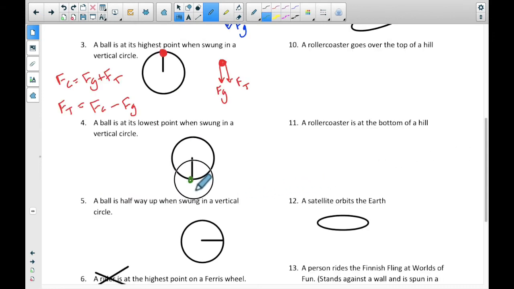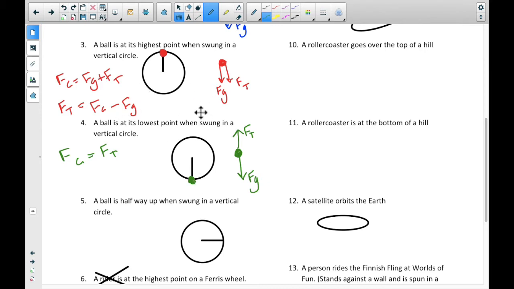What if it's at its lowest point? Then what? Well, we have our gravitational force going downwards, as we always do, but now the tension is going the other way. And so now the centripetal force is equal to the force of tension. And that's where the centripetal force is coming from. At this point, this ball is going to have more tension on it than it does here.